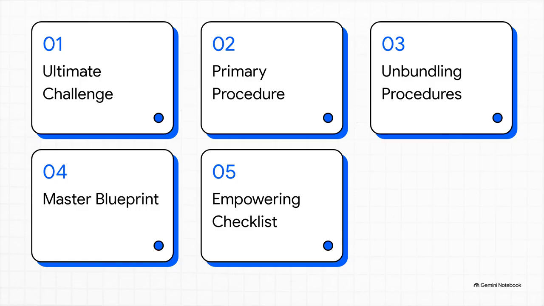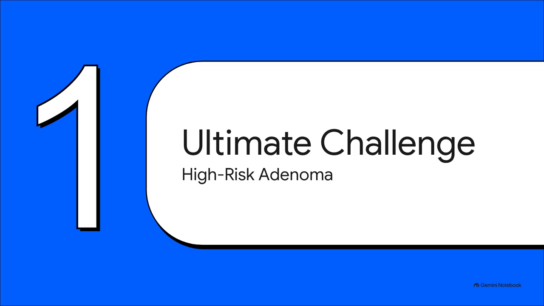For our agenda today, we've got 1. The ultimate coding challenge. 2. Primary procedure, radical excision. 3. Unbundling secondary distinct procedures. 4. The master neurosurgery coding blueprint. And 5. Series finale, empowering checklist. Section 1. The ultimate coding challenge, high-risk recurrent pituitary adenoma.